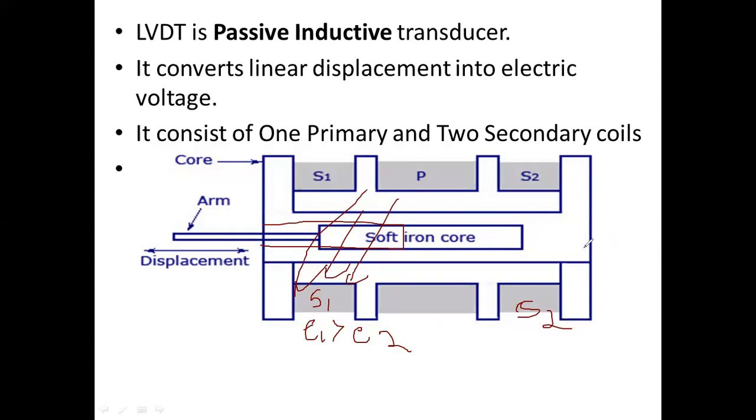So this is called LVDT operation. How many cases came here? Three cases: the null position, the left position, and the right position. Three cases we have discussed.